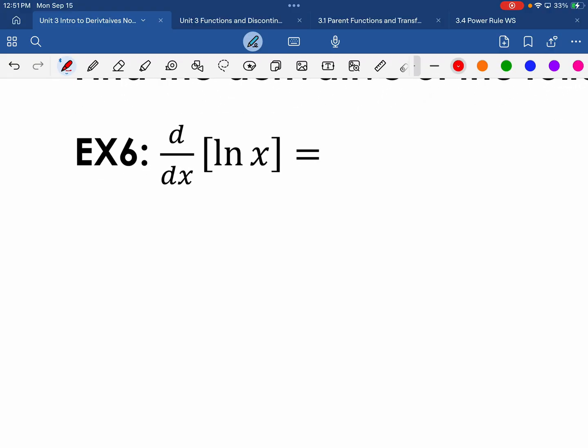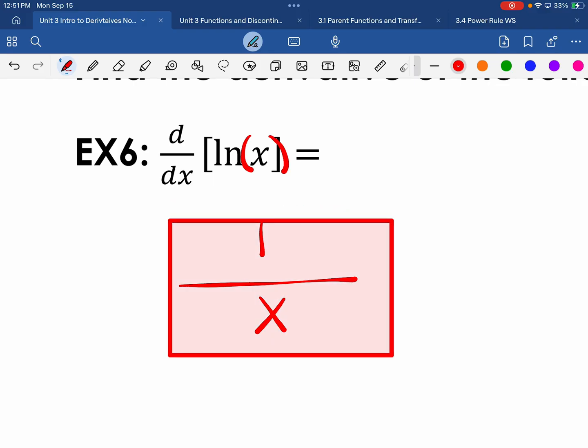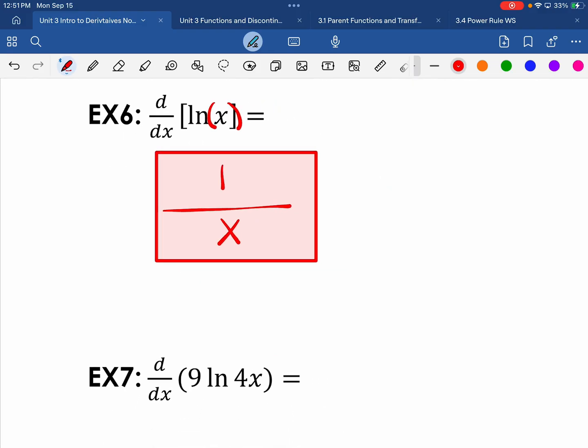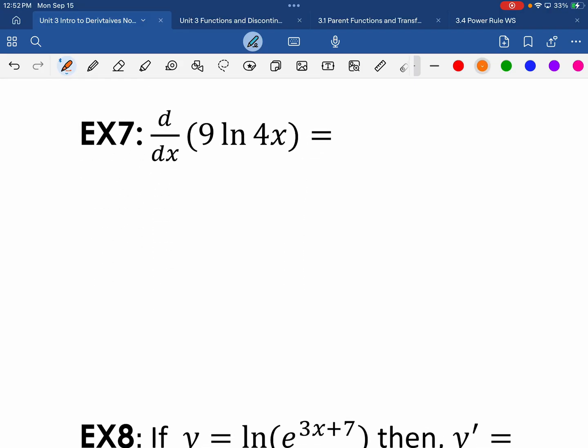All right. So, example 6. Derivative of ln of x. So the original, whatever's in the log, goes on the bottom, every time. The derivative of that goes on top. So what's the derivative of x? 1. So then you use the power rule for the x, and then still 1 over x.